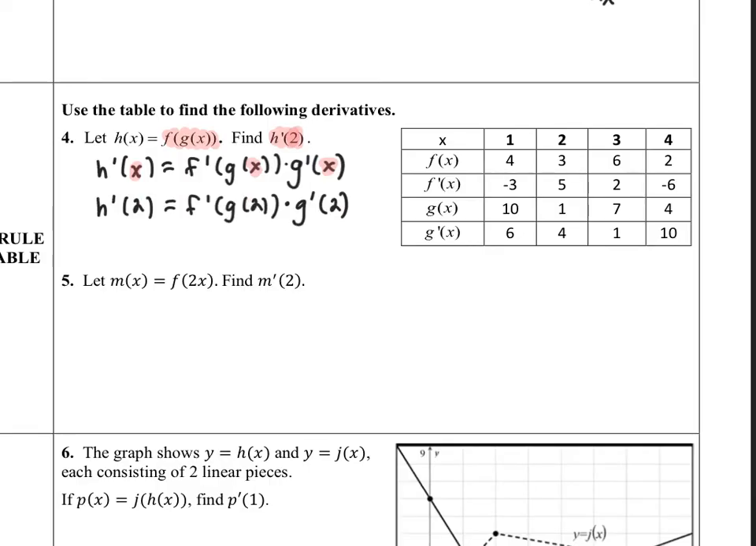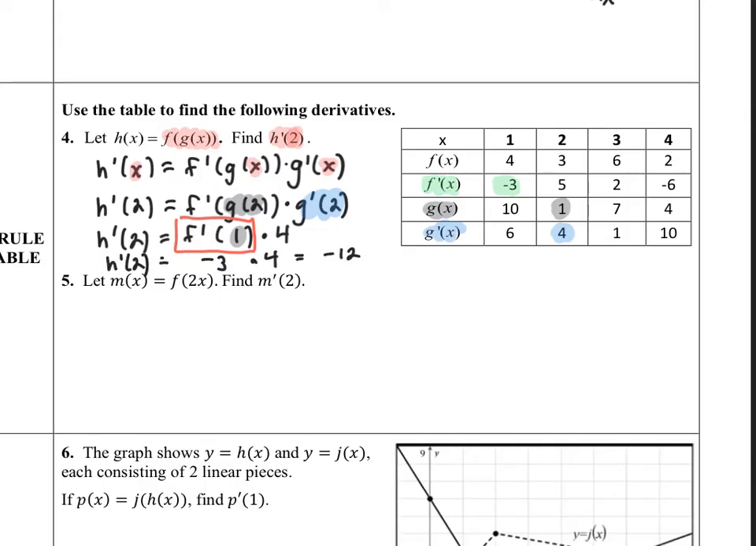And now I'm ready to look at my table, and I see that g of 2 is what I need to look up first. So g of 2 is 1, and g prime of 2 is a 4. Now just be careful in this next step because this says f prime of 1, not f prime times 1. So I have to look up f prime evaluated at 1. So f prime of 1 is that negative 3. And negative 3 times 4 is negative 12, and that is my final answer.